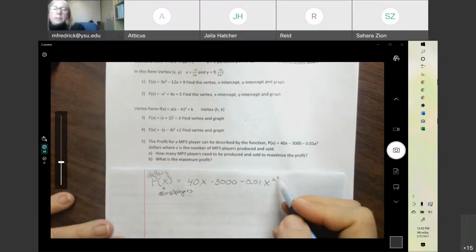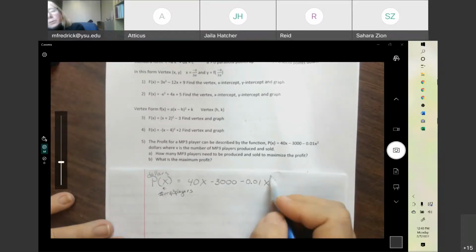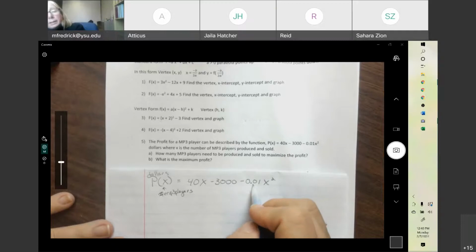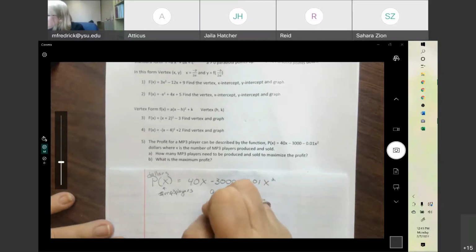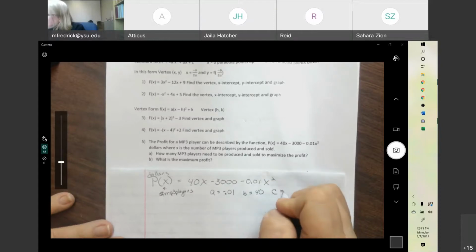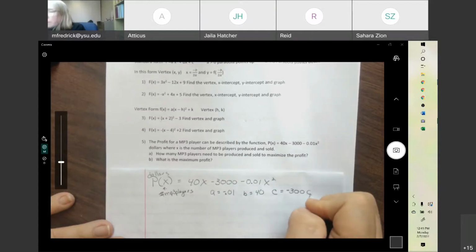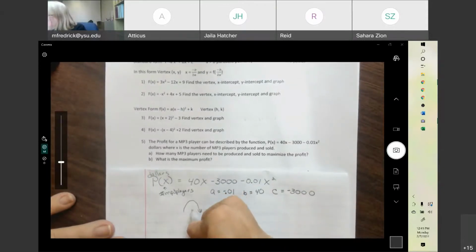Well, let's think about the graph first. This means it's a parabola. The degree is 2. The leading coefficient is negative. This is your A, because it's with the squared term, remember? B would be the 40 and C is the negative 3,000. So since A is negative, this parabola is going down.